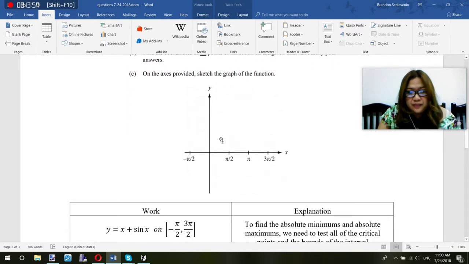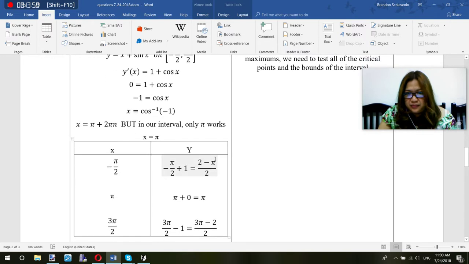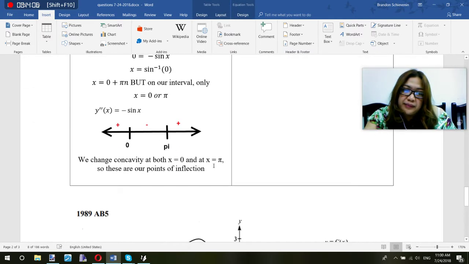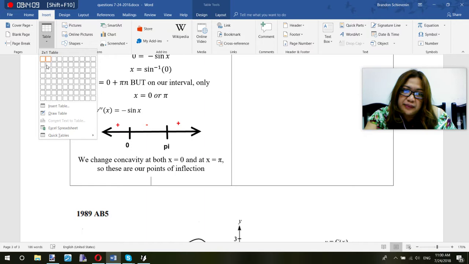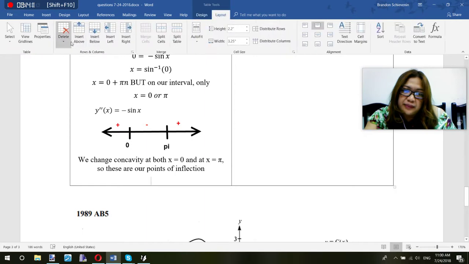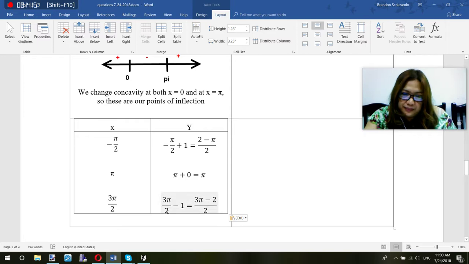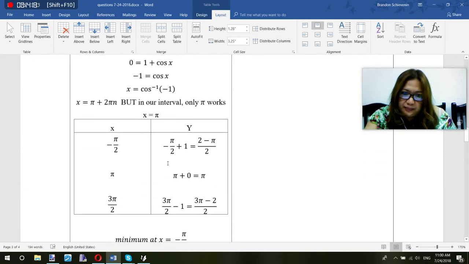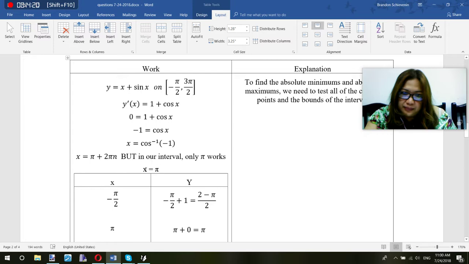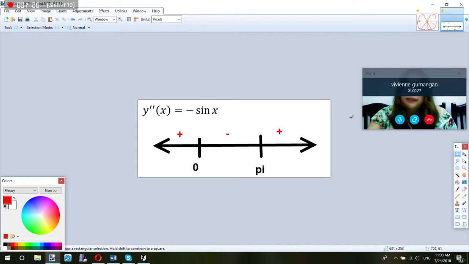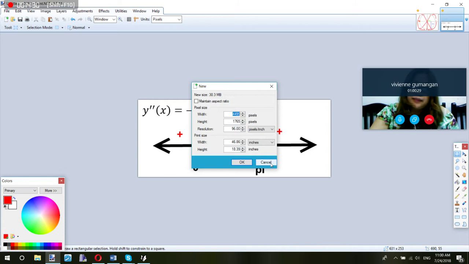So before I sketch this, I'm going to go back and kind of compile what we've done so far. I have 3 points that we know for sure. So I'm going to copy these in. We've tested all of these points already. I know that we have a critical point at x equals pi. So I'm going to go ahead and test that point as well. Do the same thing that we just did, but for a first derivative test.